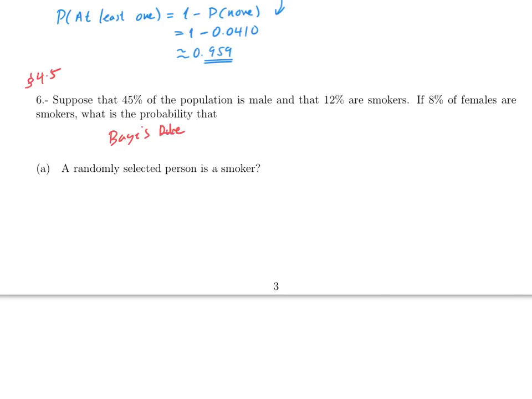And remember, the best way to deal with this problem is to do a tree diagram. This one says that 45% of the population is male, so that means that 55% has to be female. It also tells you that if the person is male, there is a 12% chance that he will smoke, which means there is an 88% chance that he won't smoke.